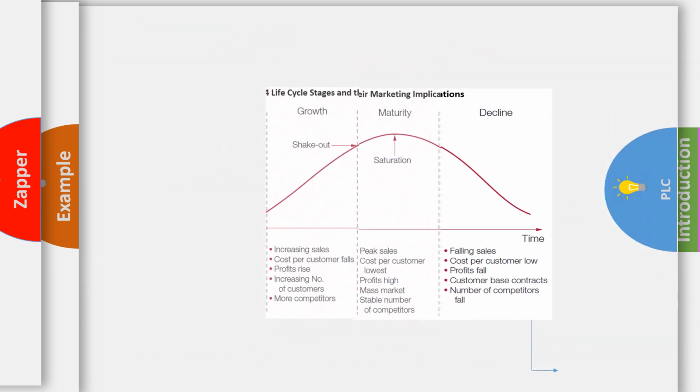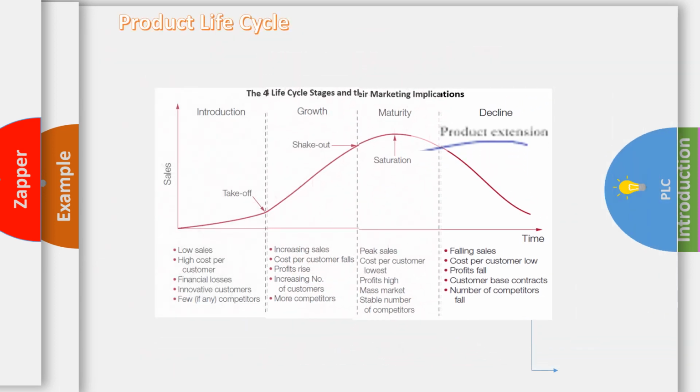So even though we might reach the maturity stage, it doesn't necessarily mean that you're going to go straight into the decline stage, because you can get product extension. You can extend the maturity stage and stop the product from going into decline.